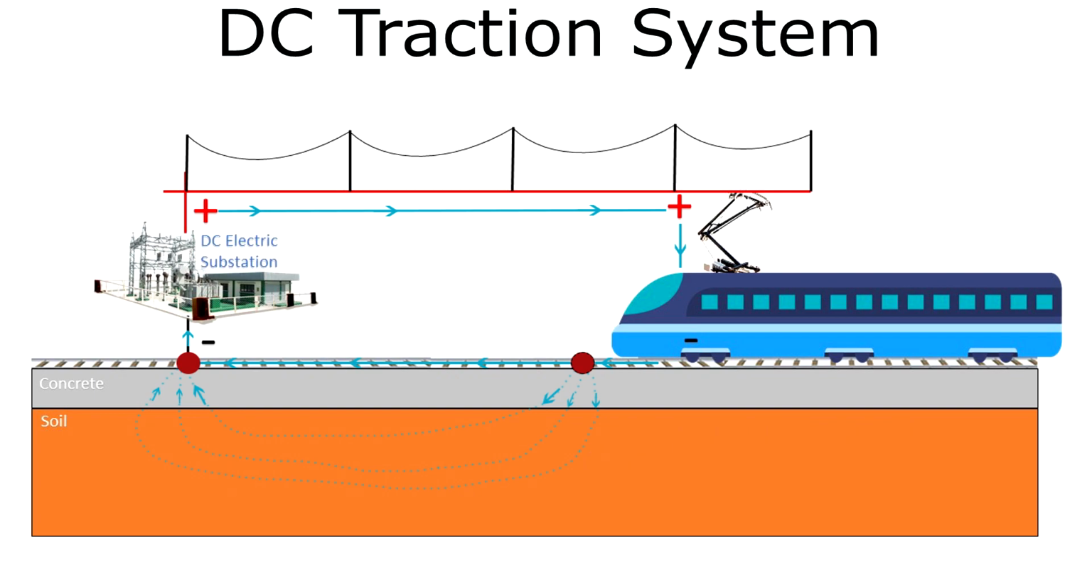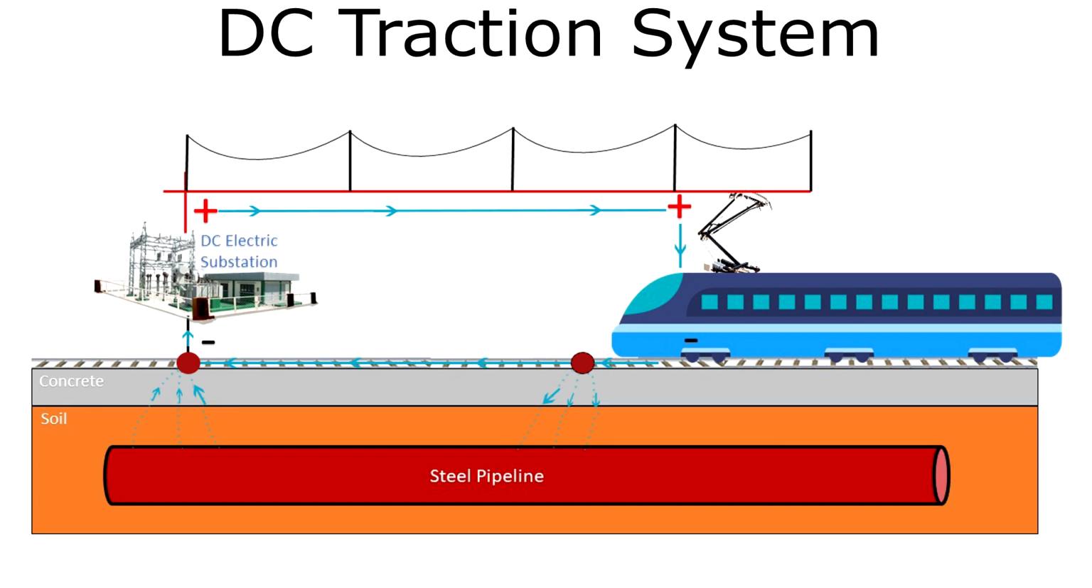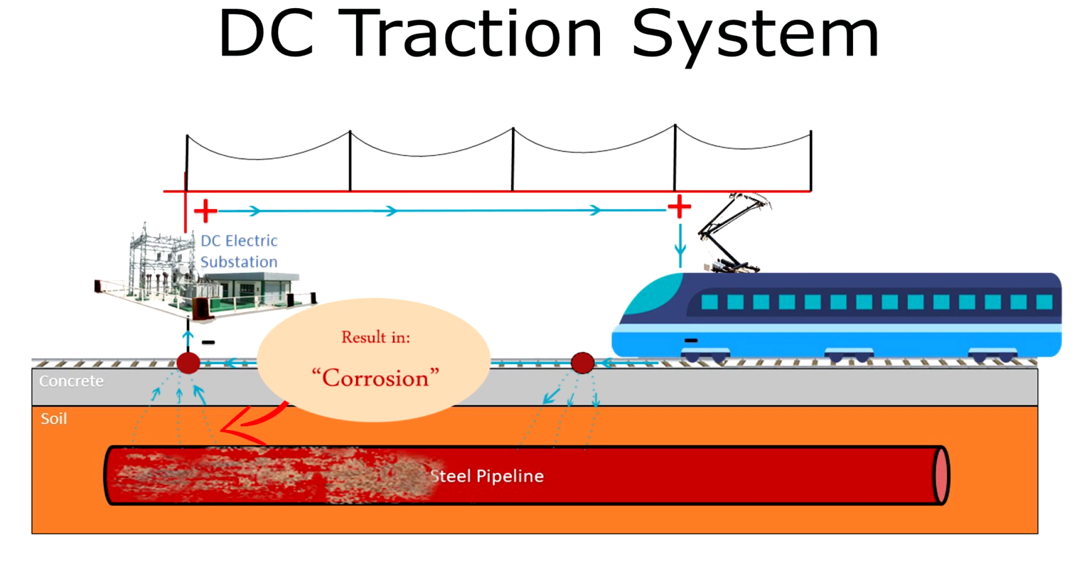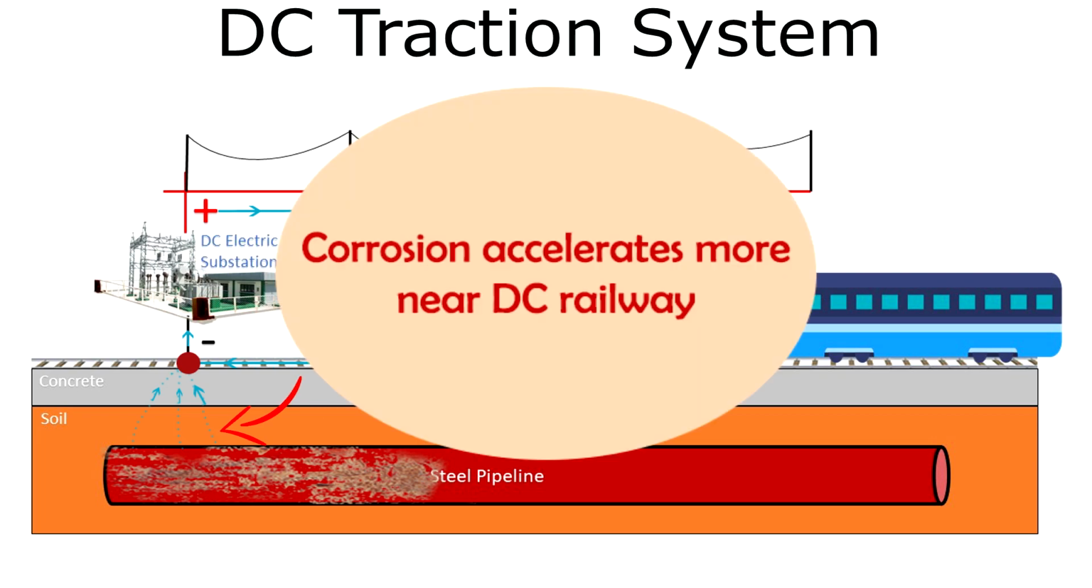Now, in case there is a steel pipeline underneath the railway, the stray current will flow through the pipeline due to the low resistivity of the steel, going back to its source via the steel pipeline. And at the point where the current leaves the pipeline, it will undergo an electrochemical reaction, resulting in initiating corrosion in that part. So, the corrosion process of steel or metals that are nearby DC railway could be accelerated more than in a regular site.